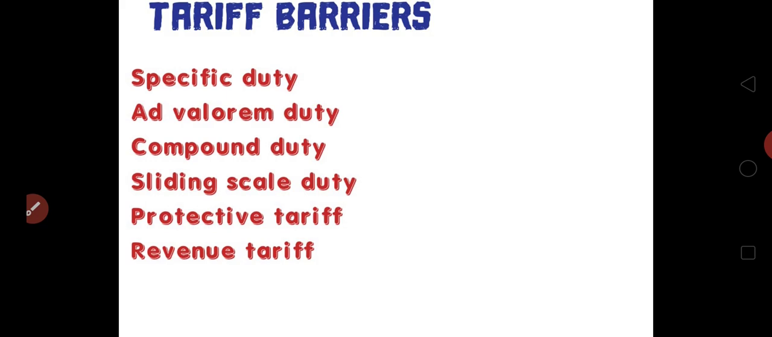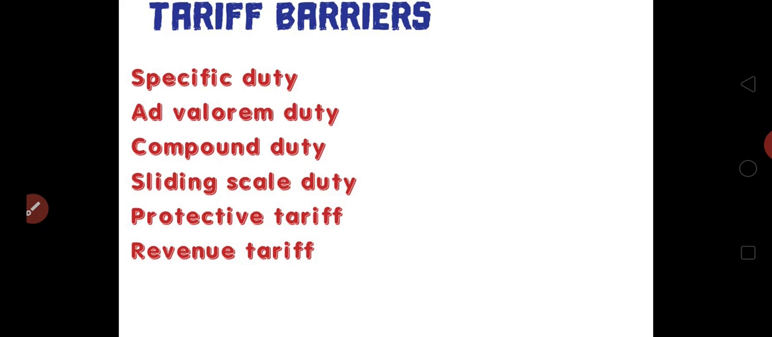First one is specific duty. Specific duty is a kind of import tax imposed on the quantity of the commodity. For example, when we import a commodity, the tax may be imposed on the weight of the commodity or the number of the commodity. For example, when we import mobile phones from China, India may impose the tax on the basis of the number of mobile phones being imported. So that is a kind of specific duty.